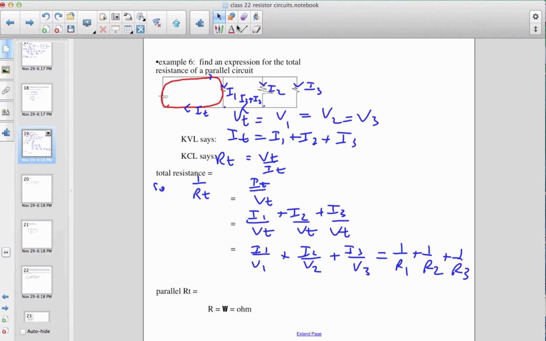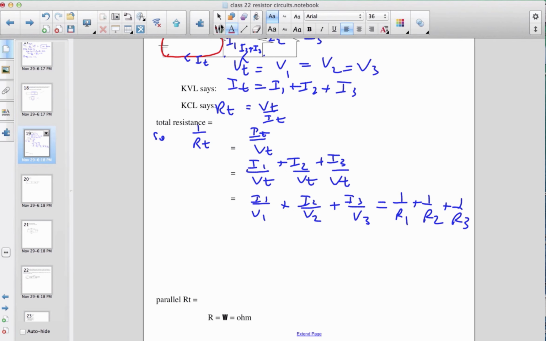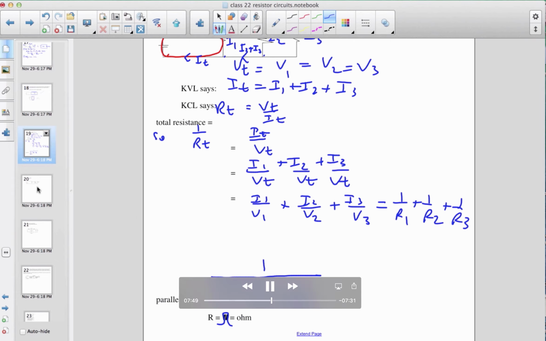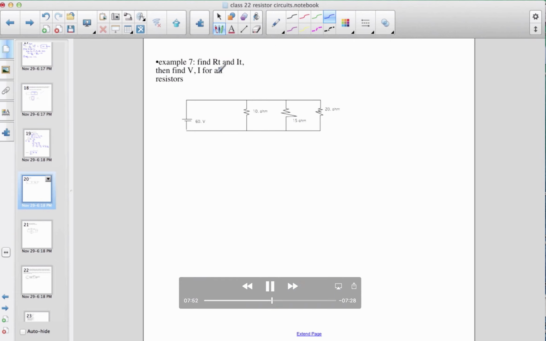Let me adjust this a bit for clarity. Okay, there we go, that's better. All right, now I gave myself some room. I need some room because it's going to be the reciprocal of the sum of the reciprocals. And that, of course, will have units of ohms.